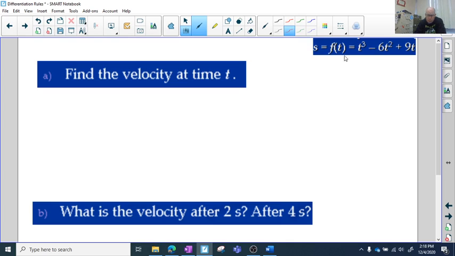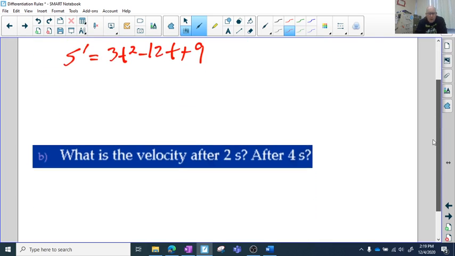Okay, so let's look at these. Up here in the corner, I just keep pasting the function so I don't lose track of what it is. Remember, this is the position function. It says find the velocity at time t. Well, I want you to make the connection that velocity is s prime. So this is telling me to find the derivative. The derivative of this would be 3t squared subtract 12t plus 9. Finished. That's all it says. Find the velocity. S prime is velocity as a function of time.